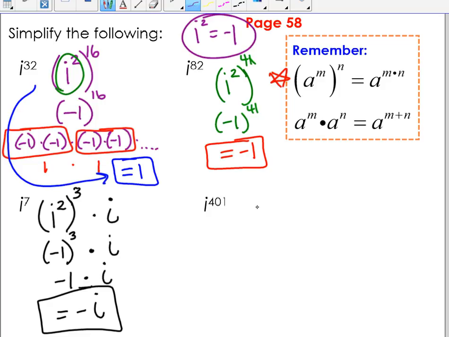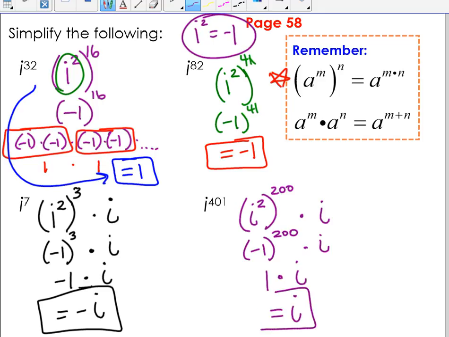i to the 401st power. Well, start with i squared. 2 times what gets you as close to 401 as you can without going over? That's 200, because 2 times 200 is 400. We need one more i to get to 401. So we get negative 1 to the 200th power times i. Okay, this i is just hanging out. Negative 1 to an even power, everybody has a partner, so it's going to become positive. 1 times i is just i.